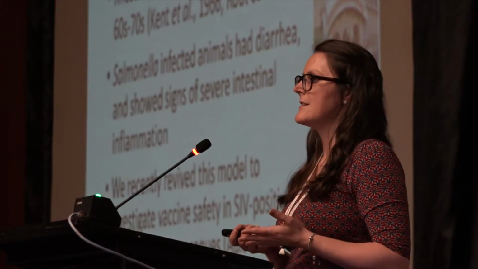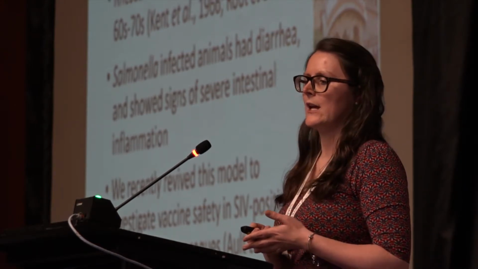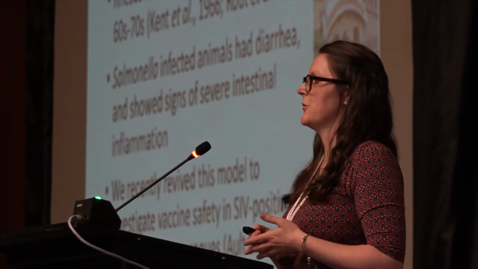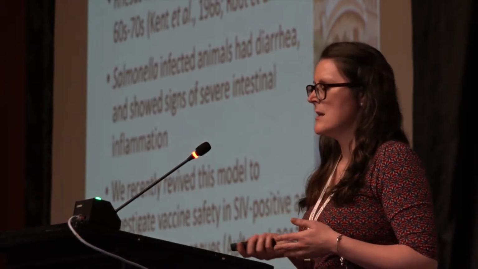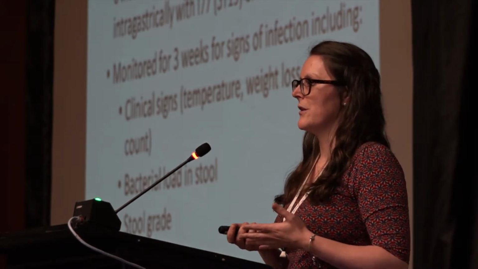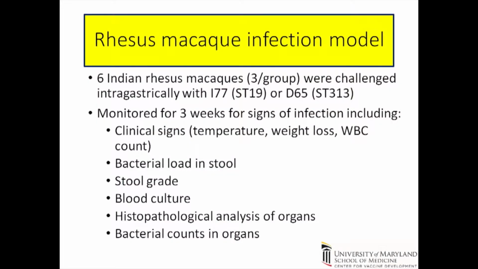And when we did that study, we saw quite similar symptoms in those rhesus macaques to humans, including diarrhea, fever, lethargy, weight loss, and also intestinal inflammation. So to answer the question about ST19 and ST313 in monkeys, we chose 6 Indian rhesus macaques that were Salmonella negative, 3 per group, and we challenged them intragastrically with I77, our ST19 strain, or D65, the ST313 strain.